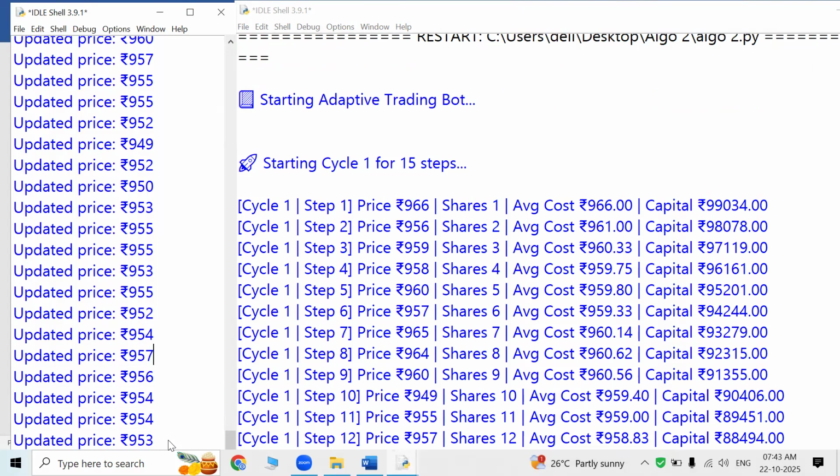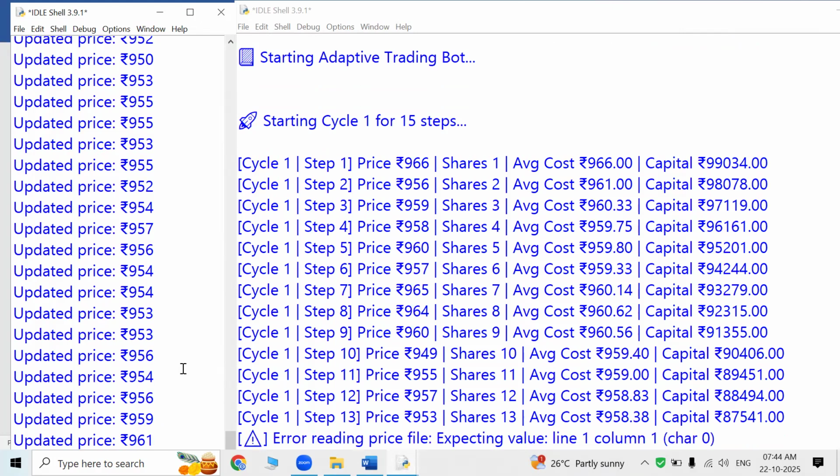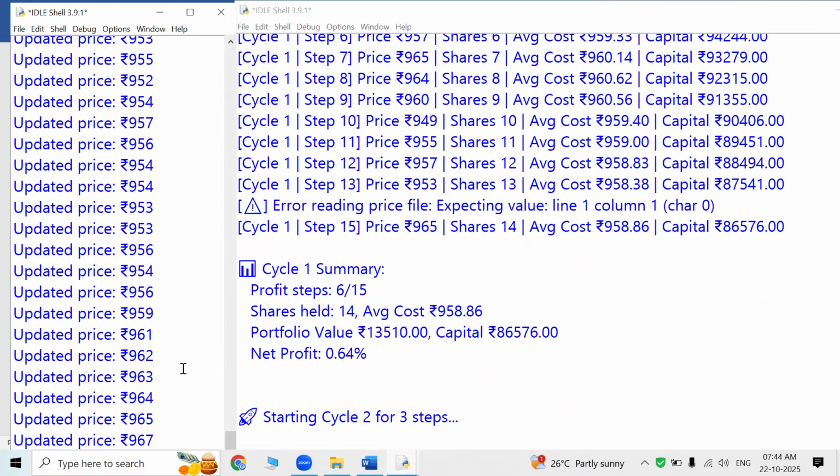Okay, we are in the 12th cycle. We are still in a loss because the average price is 958 and the current price of the market is 956. So 959, okay, 961, okay. Now this order has not been executed. The 14th step has not been executed. Okay, we are in a net profit of 0.16.